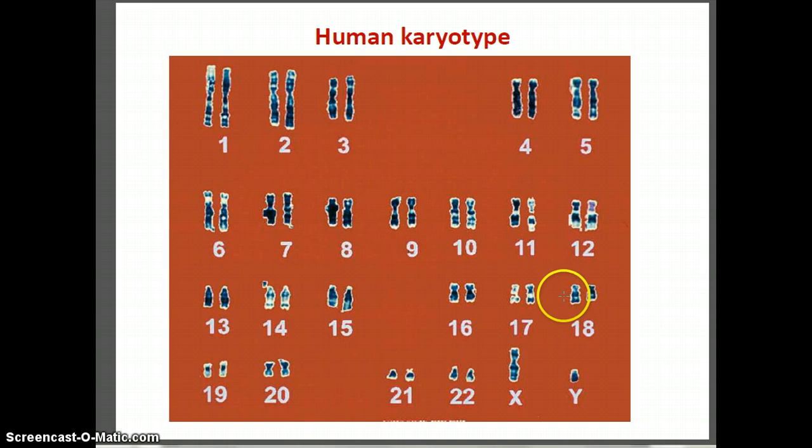This is basically what the human genome, or the human karyotype, looks like. What your genes look like as they are contained on your chromosomes. These long bodies are the chromosomes, the pairs of chromosomes, and the dark spots you see may be the location of the genes.